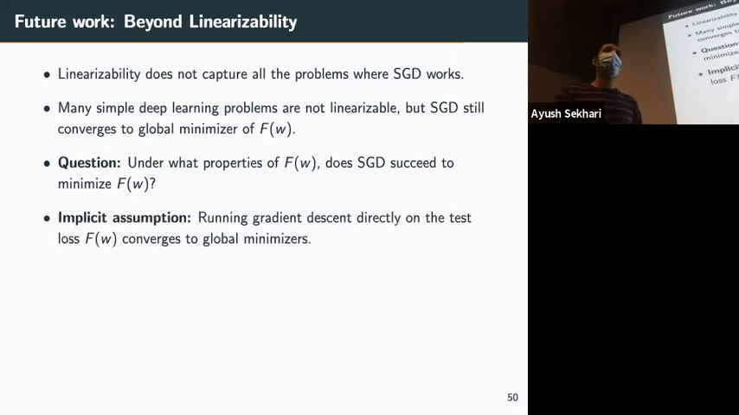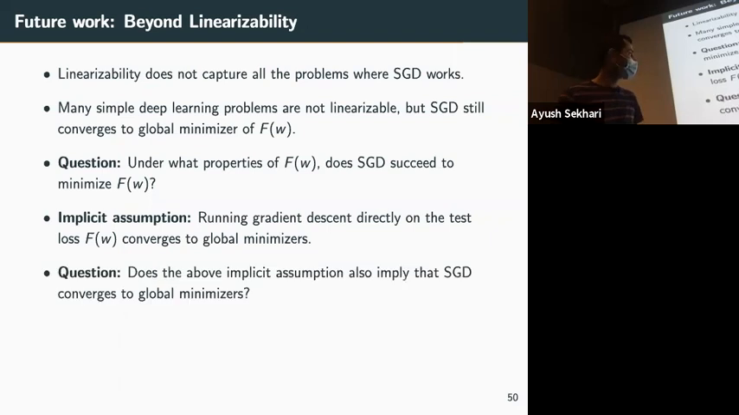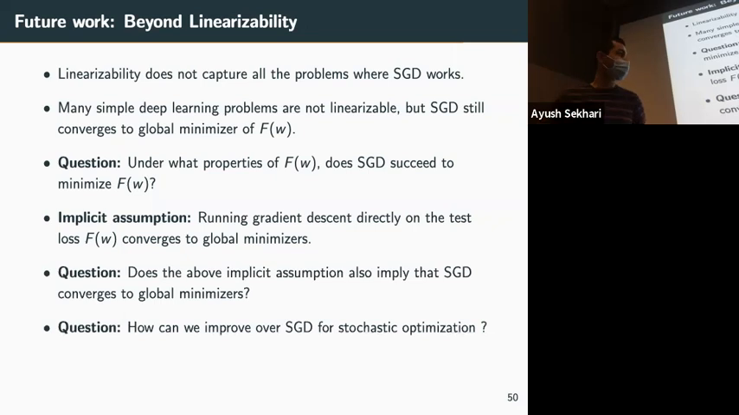In fact, the reason we even started to look at SGD for these practical problems is because we have this implicit assumption in our head that maybe the loss landscape is very nice. And if you had access to the test loss and you directly ran gradient descent on the test loss, it would have gone to a minimizer. So one question to ask is, suppose I give you this as a property, that your test loss is very nice and running gradient descent takes you to the minimizer. Does that imply that even SGD takes you to the minimizer? Great. And finally, how do we improve our SGD?